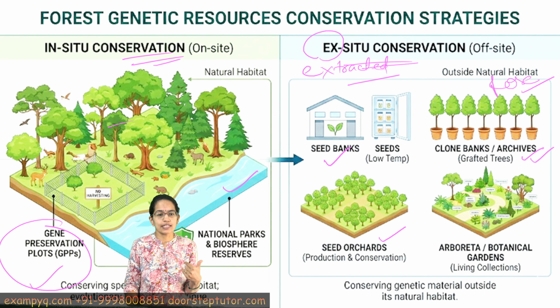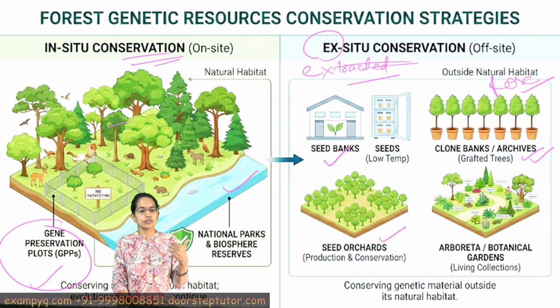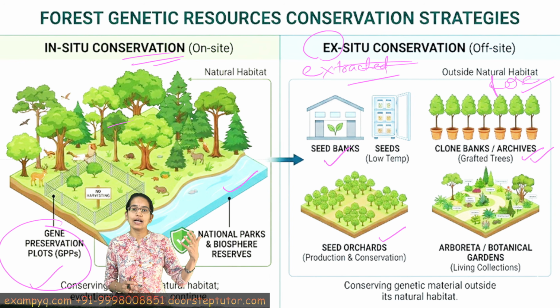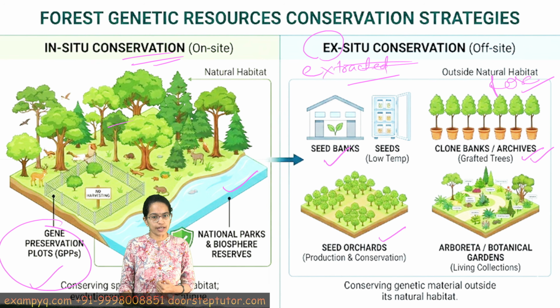The next is creating seed orchards. Here it works both as a production center as well as a conservation center for maintaining high quality genotype. The next is botanical garden. This is a living collection and it is also known as arboreta. So diverse species are maintained within the botanical garden, and this is another way of conserving.